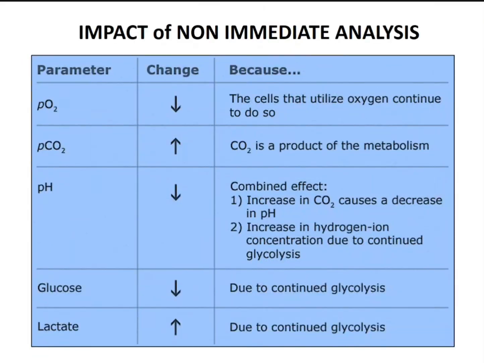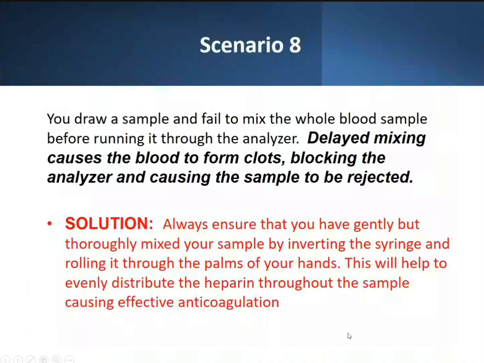Impact of non-immediate analysis. Obviously, cells utilize oxygen and metabolize, and increased CO2 is produced. The combined effect of increase in CO2 causes decrease in pH, and increase in hydrogen ion concentration due to continued glycolysis. Glucose is consumed due to glycolysis, and lactate is again increased due to glycolysis.